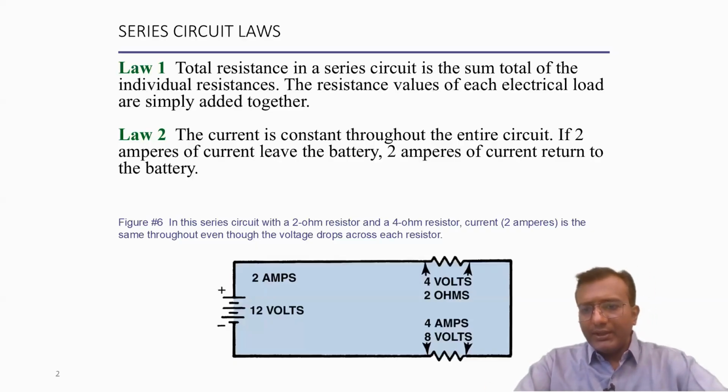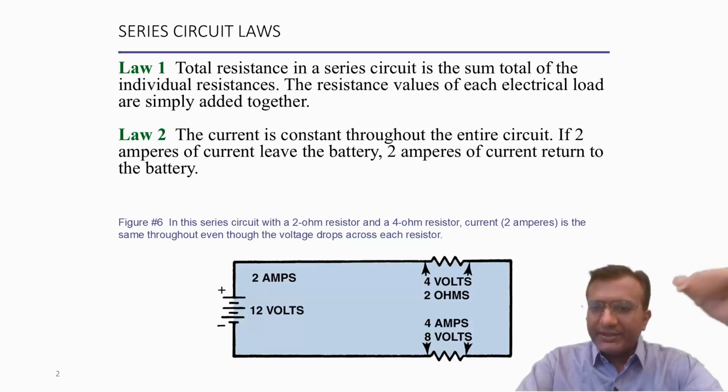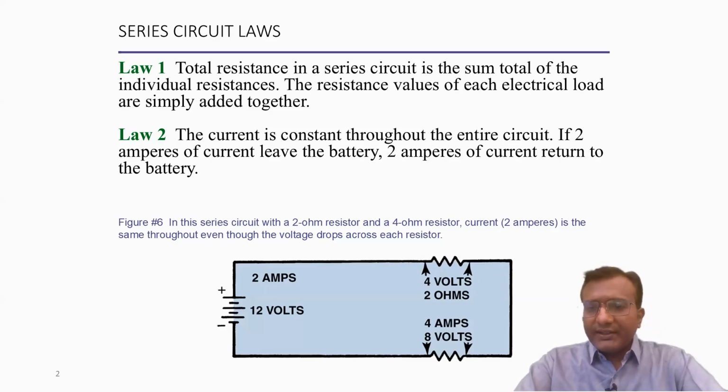As you know, in the earlier lecture, we have studied the applications of the series circuit in the automobile systems. Now there are certain laws which are fundamental in the series circuits. So what are these laws that we are going to see one by one? Law number one states that total resistance in a series circuit is the sum total of the individual resistances. The resistance values of each electrical load are simply added together.